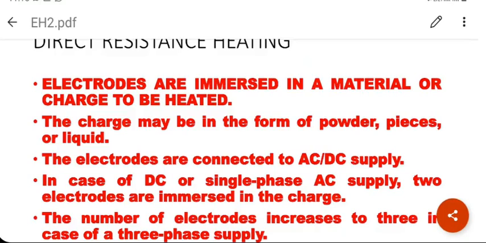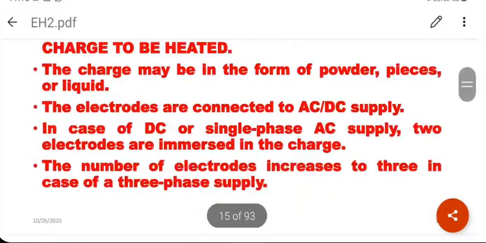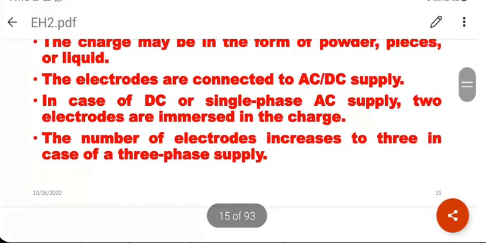The supply can be AC or DC. In AC, it can be one phase or three phase also. If it's a DC supply, then two wires will go in. If it is single phase AC, then also two wires will go in. If it is three phase AC, then more than two wires will be necessary. Delta connection will ask for three wires. Y connection will ask for four wires, right? That's what is written here.